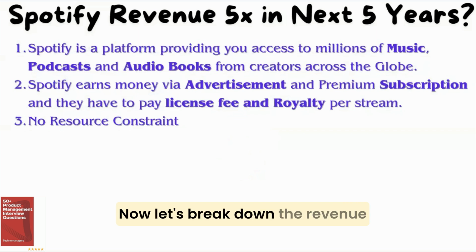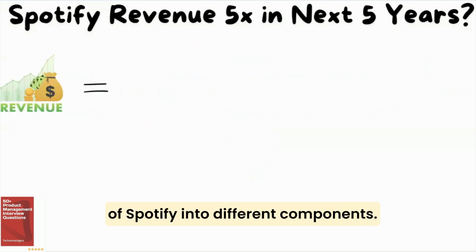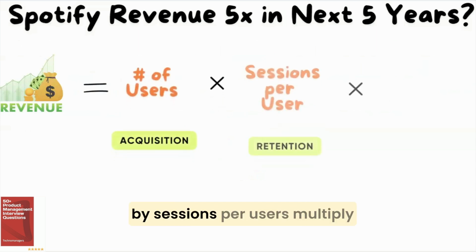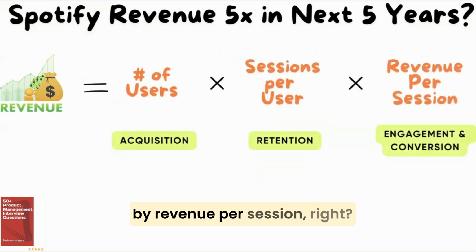Now let's break down the revenue of Spotify into different components. Revenue of Spotify can be the number of users multiplied by sessions per user multiplied by revenue per session, right? This is the basic equation for the revenue of Spotify, and there are different levels of this revenue for the platform. You are able to see that.